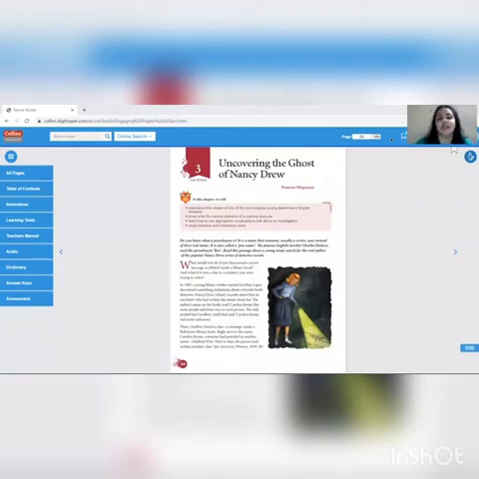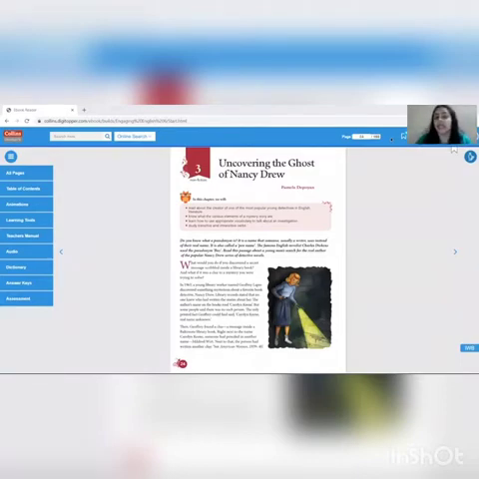And today we are going to start the third chapter, that is the third lesson, and that is Uncovering the Ghost of Nancy Drew. This is a very interesting chapter. I should say it will take you to different fields and different imagination. This is something which is real also, and at times you will feel it is unreal as well. So it is a combination of real and unreal.